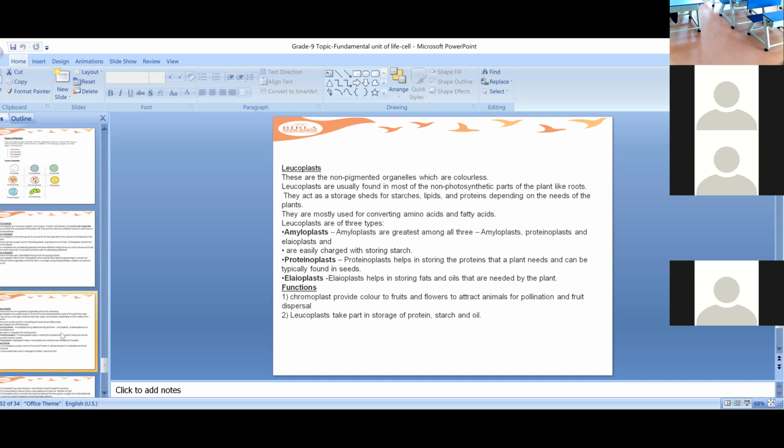A few more plastids are there, children. So here if you see leucoplast. These leucoplasts are non-pigmented organelles, which are colorless. They are usually found in most of the non-photosynthetic parts of the plant, like roots. Where are these leucoplasts found? Near the roots, ma'am.